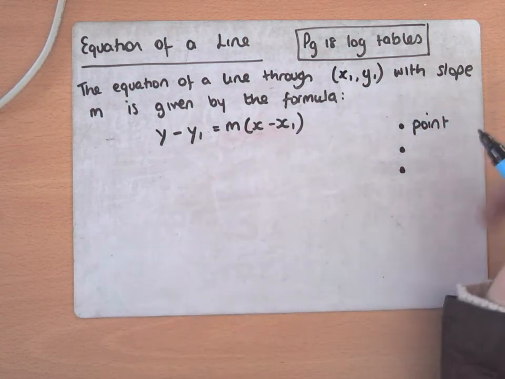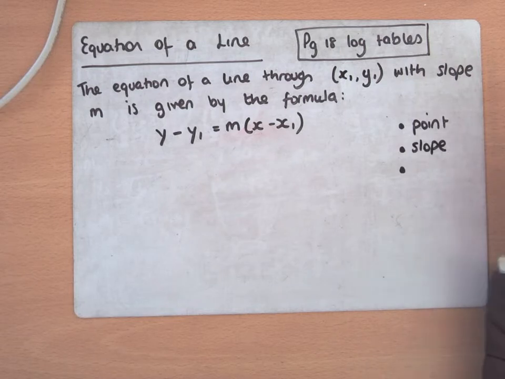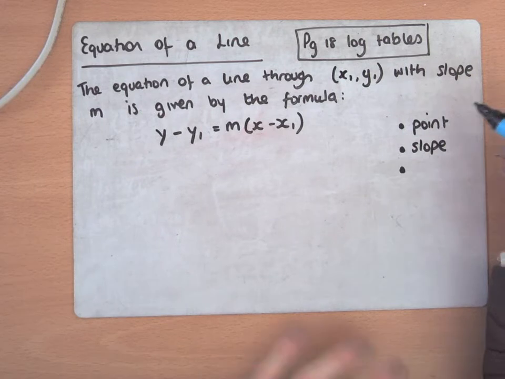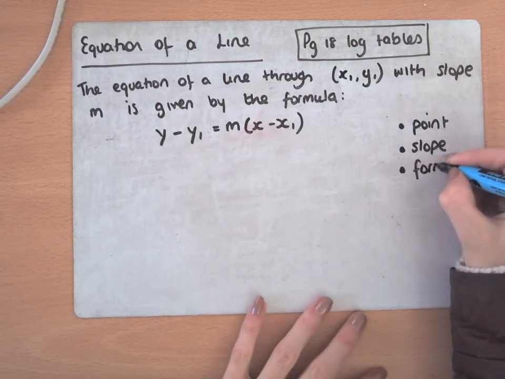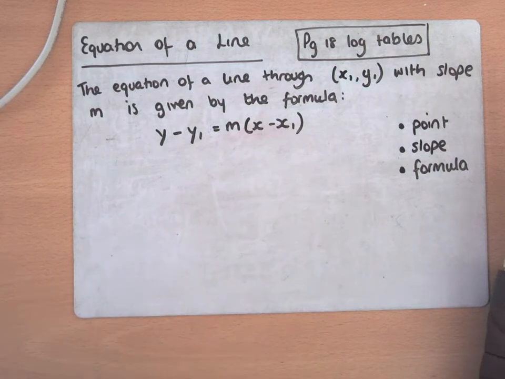They need to give me a slope, or they need to give me enough information so that I'm able to get the slope. Okay? Point, slope, formula. Will you learn that those are the three things you need, please, for equation of a line? Point, slope, formula.